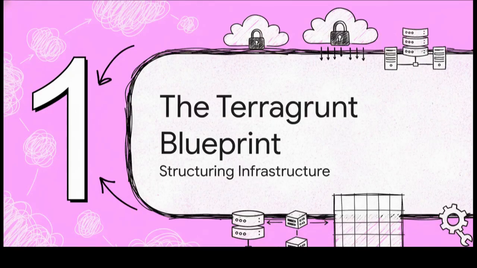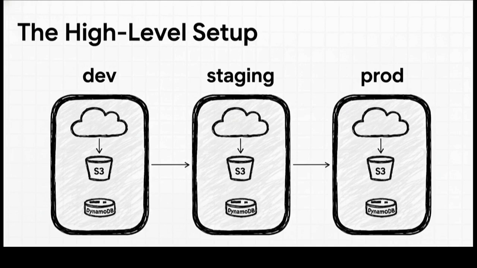All right, before we jump into the code itself, let's get the lay of the land. Here's the blueprint for how we're going to structure our entire infrastructure. So first things first, we're going to have separate AWS accounts for dev, staging, and prod. This is huge for isolating things. It means if something goes wrong in dev, it can't possibly touch production.